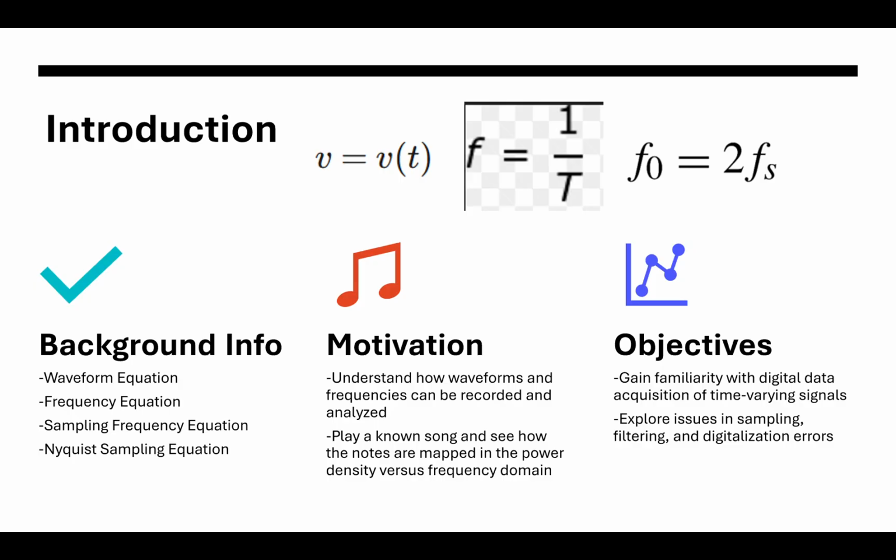For an introduction to the lab, we need some background info. Some important equations are the waveform equation, which depends on time, and the frequency equation, which is equal to 1 over the period. Then the sampling frequency equation and Nyquist sampling equation state that your sampling frequency needs to be twice the maximum frequency of your sample.